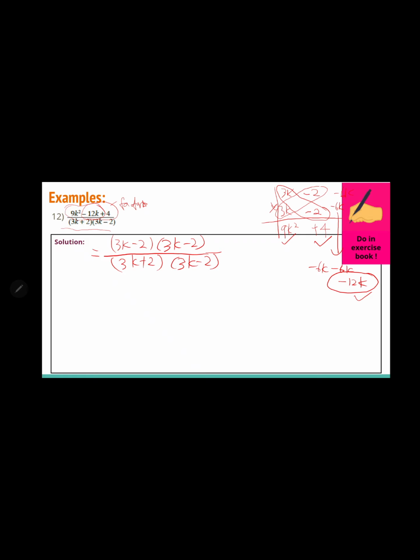Now something looks similar. Yes, this one. So this bracket multiplied by 1, you still have 3k minus 2, 3k plus 2. Done. Nothing more can be done. We stop here, this is the answer.